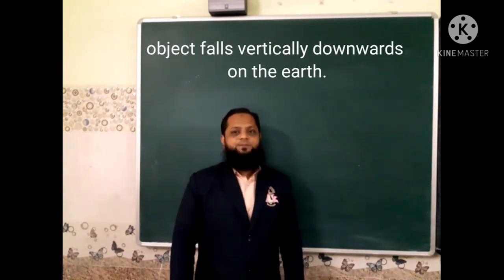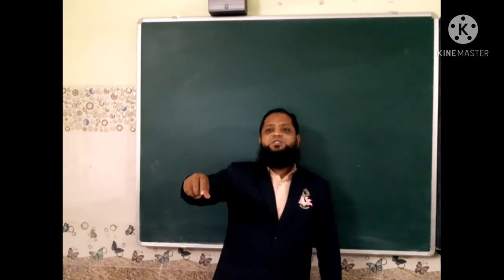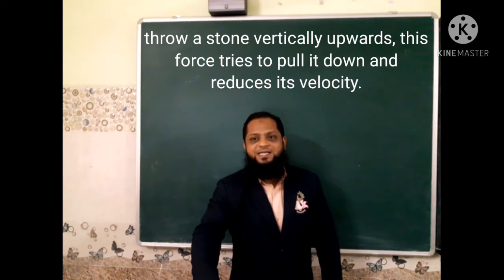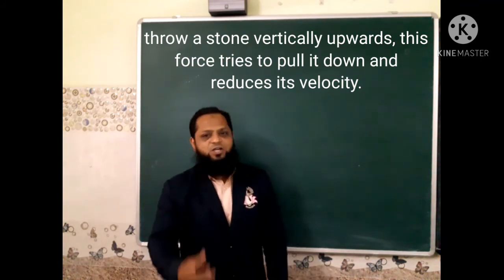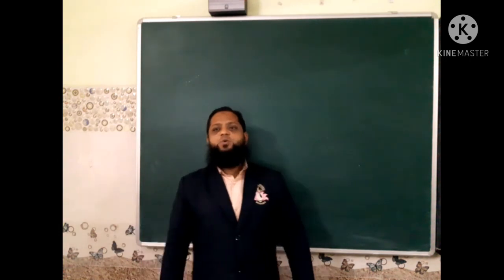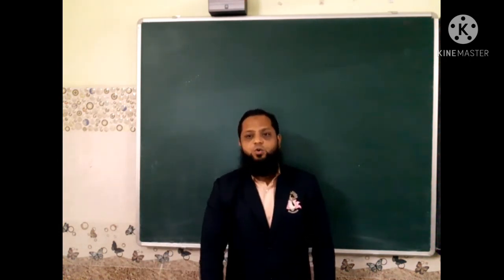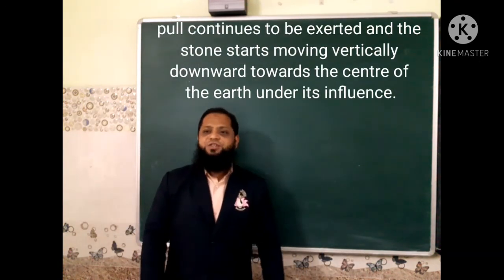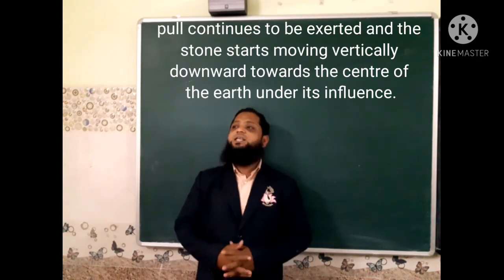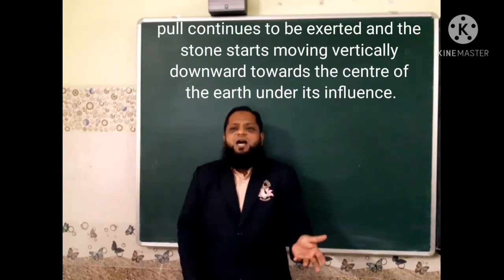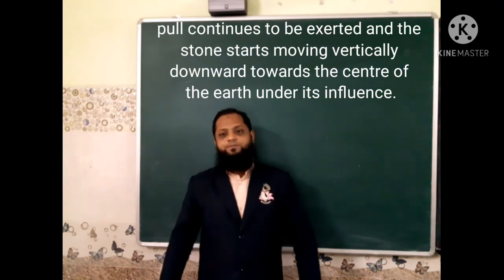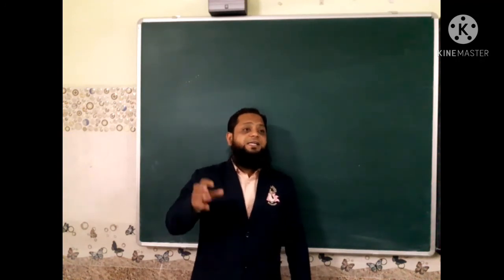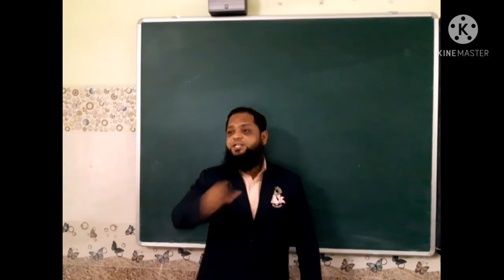When we throw a stone vertically upwards, this force tries to pull it down and reduces its velocity. Due to this constant downward pull, the velocity becomes zero after a while. The pull continues to be exerted and the stone starts moving vertically downward towards the center of the earth under its influence. This is nothing but the earth's gravitational force. Here we can understand that the earth attracts the object towards its center.